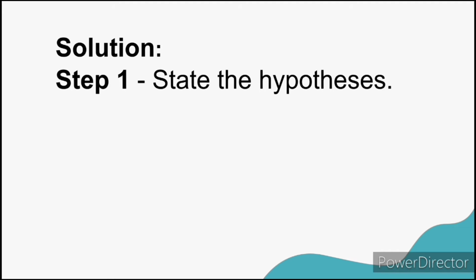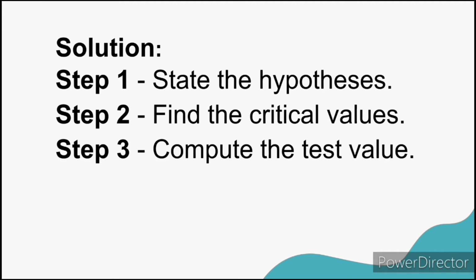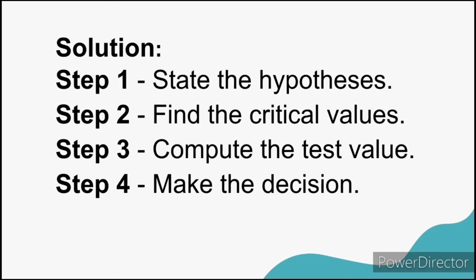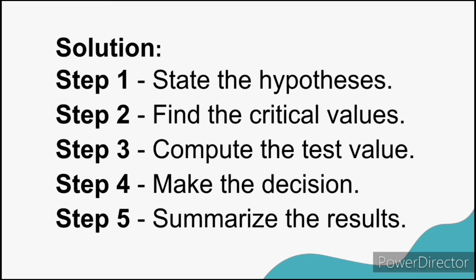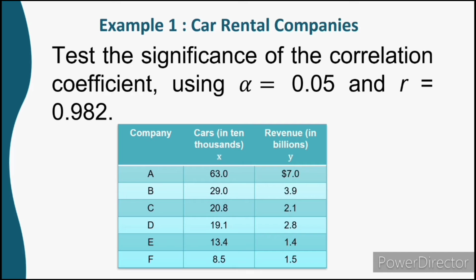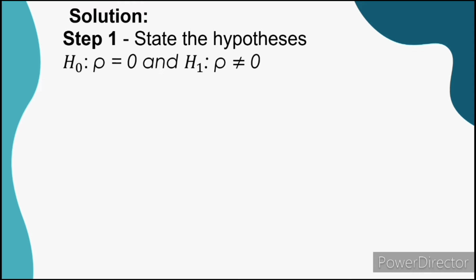We have 5 steps. Step 1, state the hypothesis. Step 2, find the critical values. Step 3, compute the test value. Step 4, make the decision. And step 5, summarize the results. We're going to use the same example, yung sinolve natin kanina sa correlation coefficient. So example number 1, test the significance of the correlation coefficient using alpha equal to 0.05 and r equal to 0.982. Step 1, state the hypothesis. Null hypothesis is rho is equal to 0 and alternative hypothesis is rho is not equal to 0.